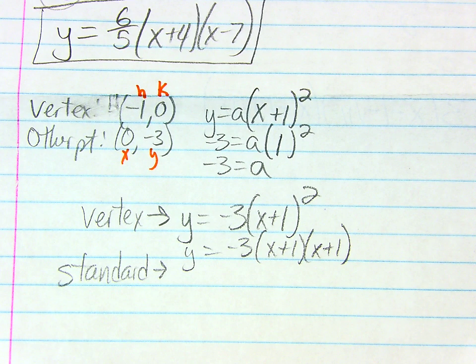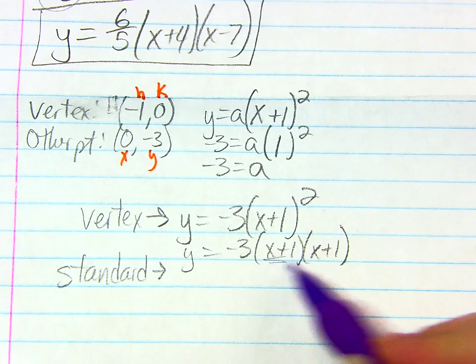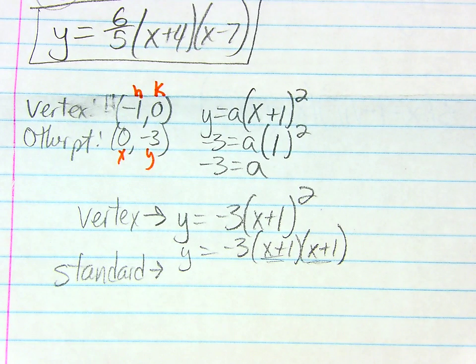And make sure that you FOIL. X plus 1, the whole thing squared, is not x squared plus 1. That's another very common mistake, right? Because you can't just square each term. You have to do both of these times both of these. And that does not come out to be x squared plus 1.